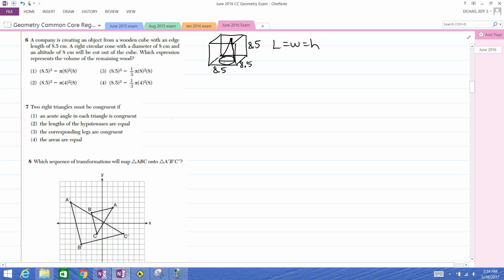And let's see, we're cutting out an 8-centimeter diameter cone with an altitude of 8. Okay, so we're going to cut that out. What is remaining? Okay. So volume of a cube is length times width times height, we know. The formula off the formula sheet is going to be capital B times H. That's area of the base. Simply 8.5 times 8.5 for that. And then another 8.5 for the height.